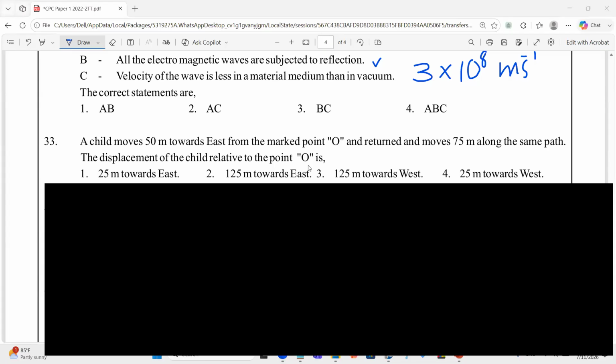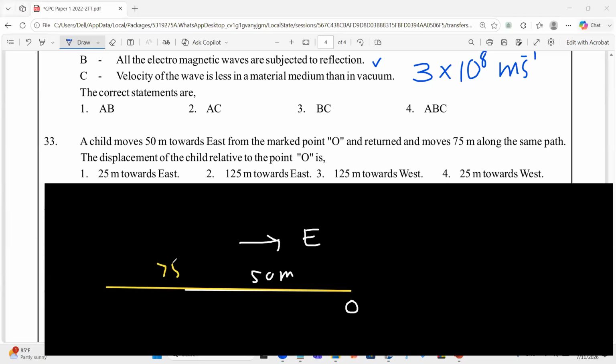Toward the east, okay, we'll take this is the starting point and moves toward this side. So it is how much? 50 meters towards the east, right? This is the east. Mark point O and return and move 75 meters along the same path, right? Okay, I will draw that path with another color. So it's returning from this point and going back along the same path up to 75 meters, right?